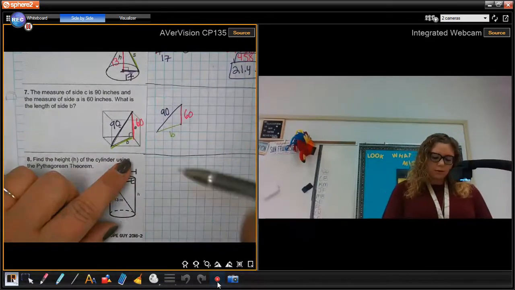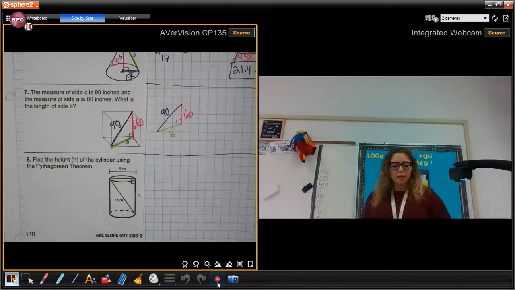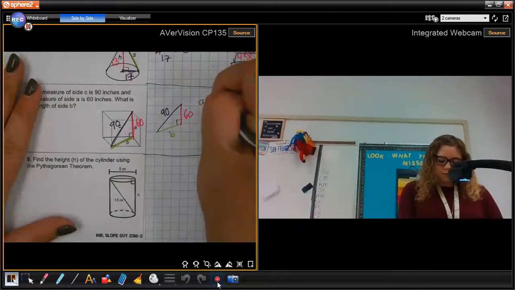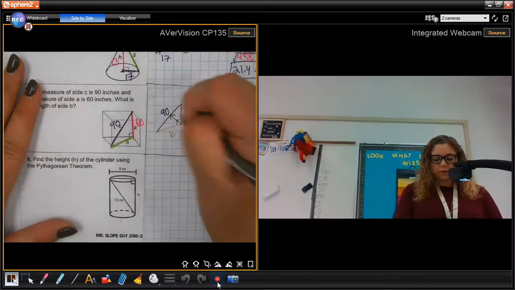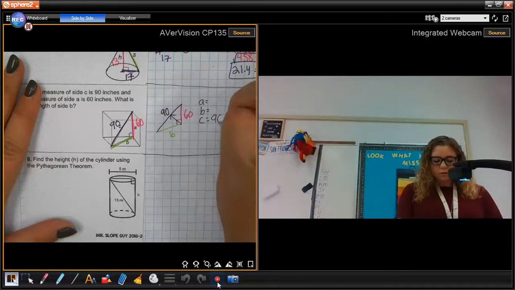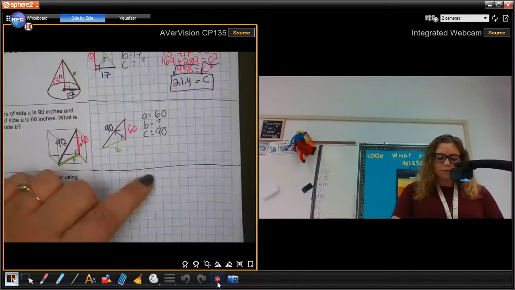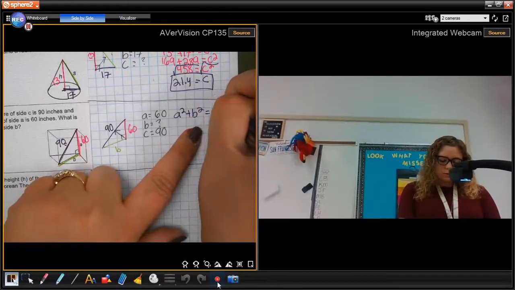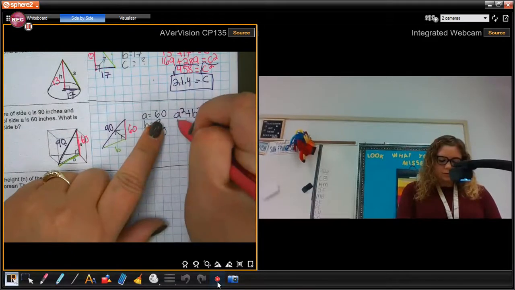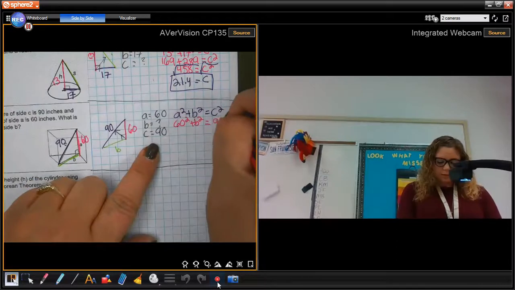And this is a right triangle. I'm trying to find the missing side, so I'm going to use the Pythagorean theorem. The first thing I need to do is identify my C, which is directly across from my right angle, and that is 90. Okay, then my A is 60, and then we do not know my B. Okay, I'm going to plug those values into the Pythagorean theorem. I'm going to plug 60 in for A. We don't know what B is. And C is 90.